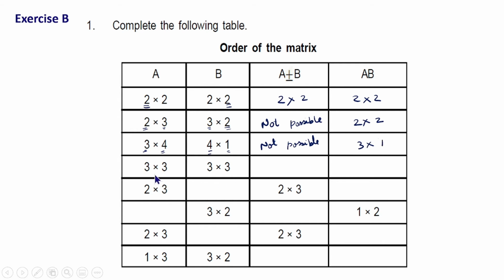The next one, A is of order 3 by 3 and B is of order 3 by 3. So A plus or minus B will also be of order 3 by 3 and A into B will be of order 3 by 3.